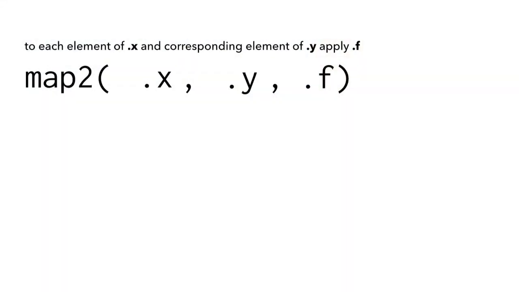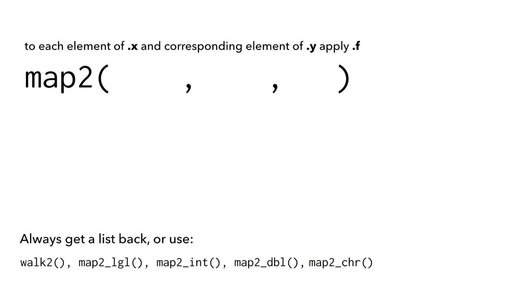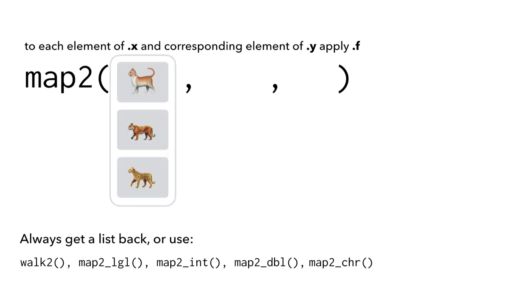Okay, so the new one to us now is this map2 function. Essentially, map2 is going to take what we were doing with map, and now we're going to iterate over two objects. So it has an extra argument .y, and you think about it as: to each element of .x and the corresponding element of .y, do something, do .f. And you always get a list back unless you use walk2, which gives you nothing, or map2_lgl, etc. So map2 has all these friends that give you the specific kind of output you want. Map2 will always give you a list.